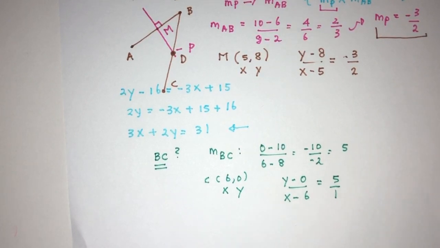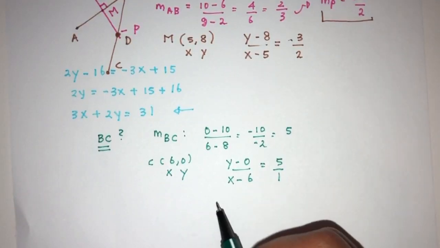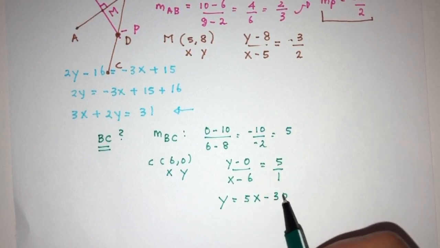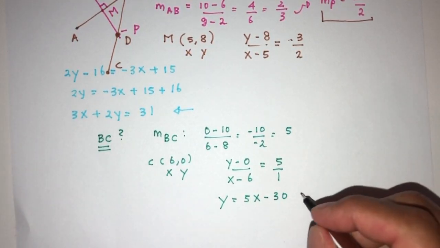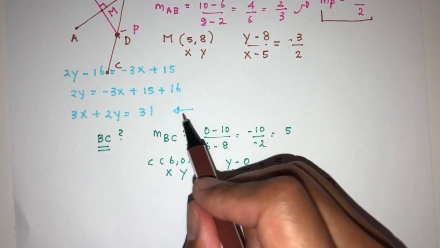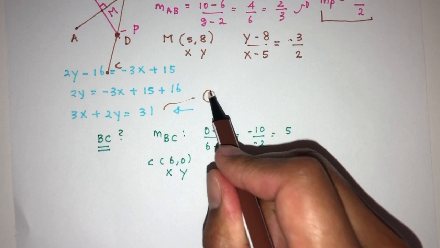Now again, everyone asks me, why do I do this? This is just a way to find the equation of a straight line. Now if you guys don't know this way, if you know another method, you can always use your method, right? Cross multiply, you have y equal to 5x minus 30. So here we have the equation of BC. Let's call this equation number 2, and this is our equation number 1.